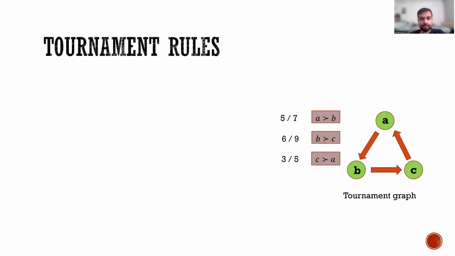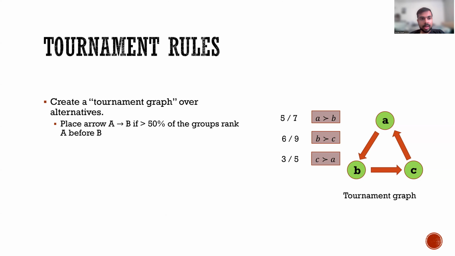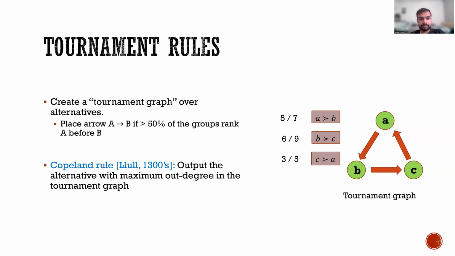So in this work we will use tournament rules. We will create a tournament graph over all the alternatives, and for every pair of alternatives we will place an arrow from A to B if more than 50% of the groups rank A over B. And then finally we will use the Copeland rule to output the alternative with maximum out degree in the tournament graph.